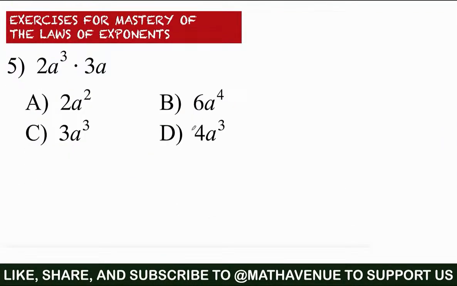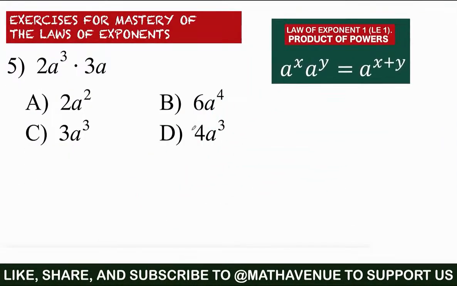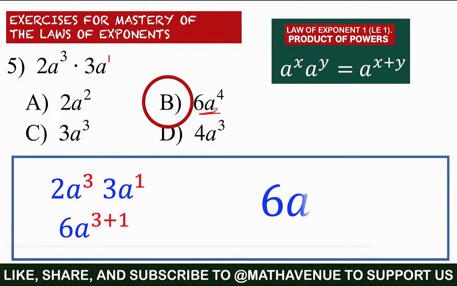Next problem. So let's copy the problem. That's the law of exponent that we are going to apply. 2 times 3 is 6. a to the third times a to the first is a to the fourth. So this is our answer. So here is the solution.